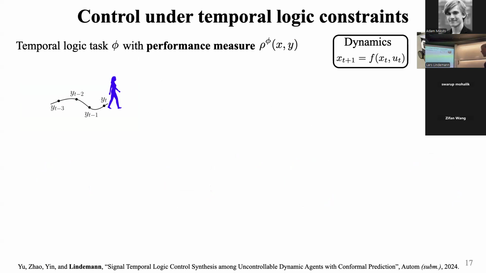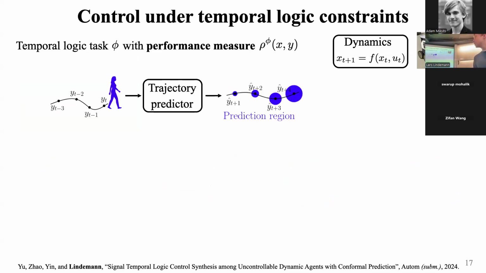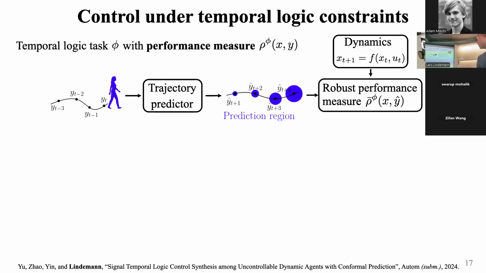Now, what we're looking at is the following problem. We have a temporal logic task with a performance measure that is defined over our robot or our system and the environment, for instance the pedestrians. The way we proceed starts similarly to before. We make observations of the environment. We make predictions of the environment. We compute our prediction regions. But then we need to do something smarter because the specification is more complex.